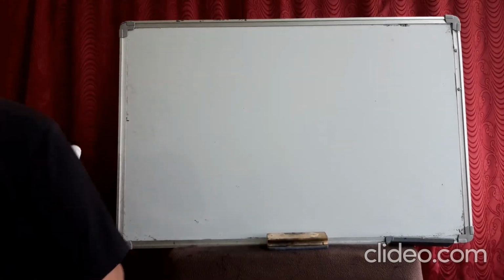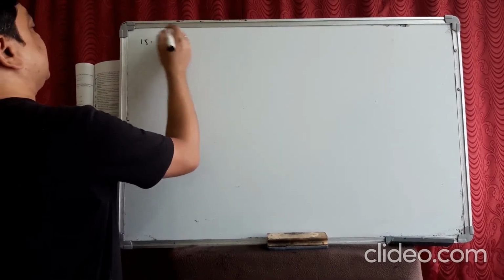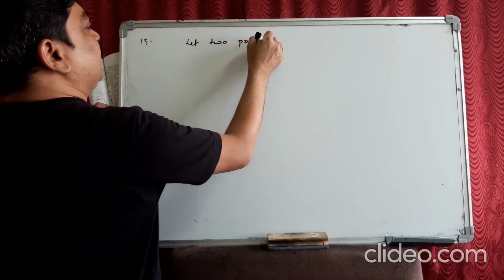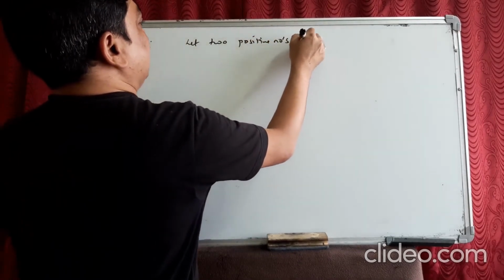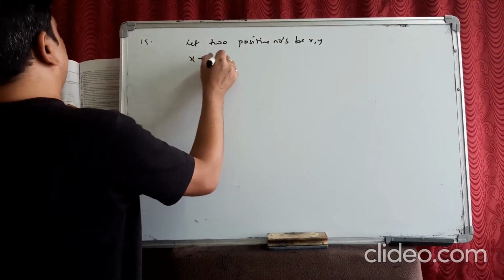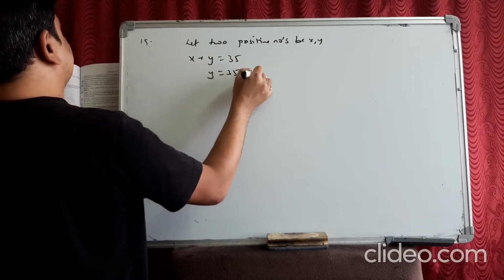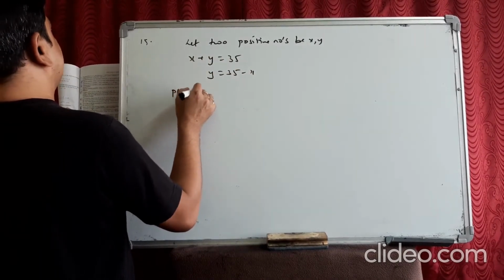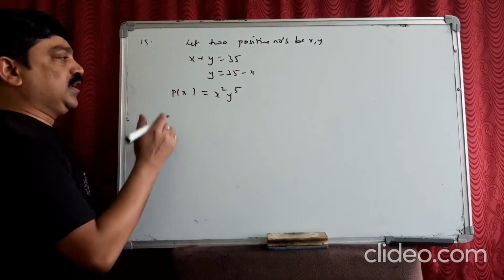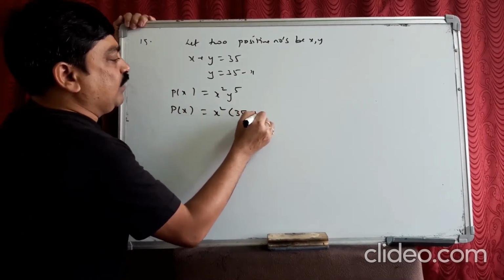Next question, question number 15. Let the two positive numbers be x, y such that the sum x plus y is equal to 35 and the product is maximal. So I take y as 35 minus x. P of x is given as x square y power 5. So P of x is equal to x square into 35 minus x power 5.